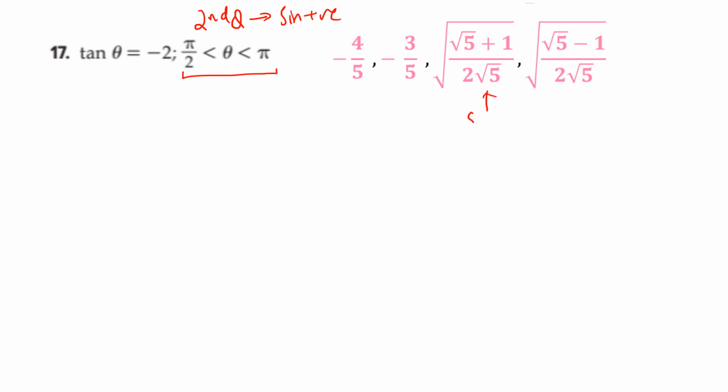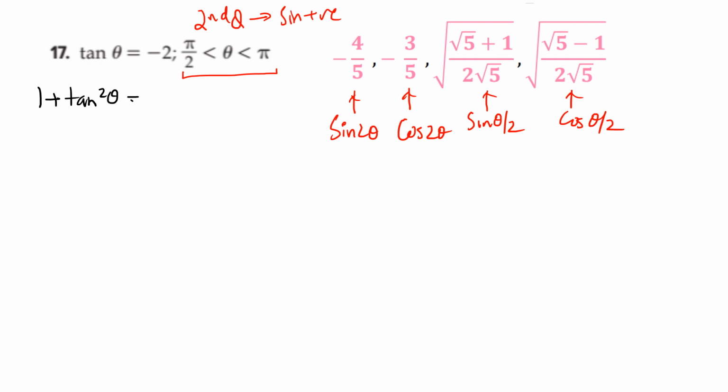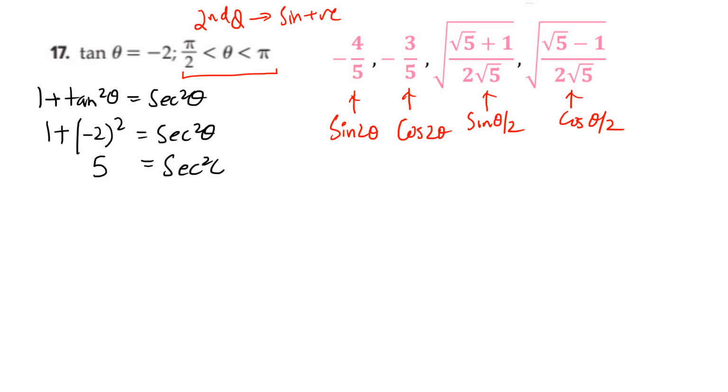So this is my value of sine theta by 2. This is my value of cos theta by 2. So I really wanted to show you the steps required for rationalization so that you can reach the correct answer. So let's do it. So tan is given, so we will use the Pythagorean identity for tan. Substitute the value minus 2 to get my secant square. Simplify, so 1 plus 4 is 5. So my secant square is 5.